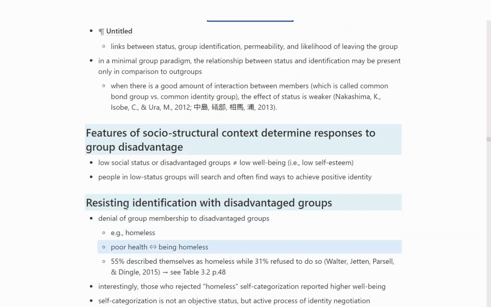So being poor, having poor health and being homeless are mutually related. Those who have poor health tend to be homeless, and those who are homeless tend to have poor health. And then in the study done by Walter and others in 2015, they interviewed some homeless people, and they found that 55% described themselves as homeless, while 31% refused to describe themselves as homeless.